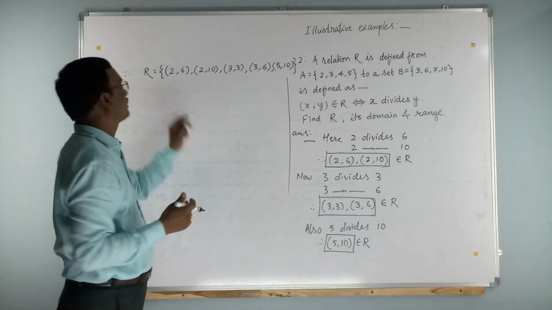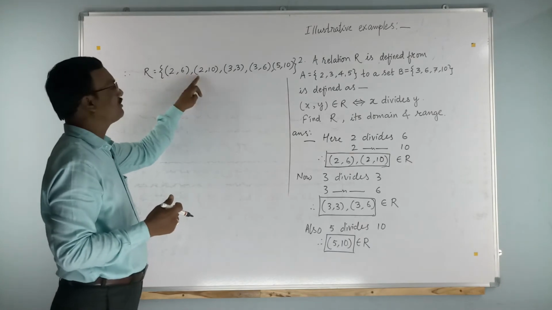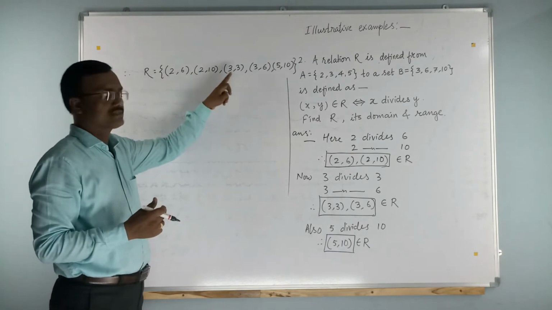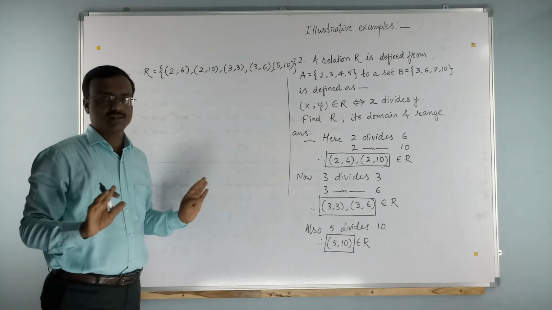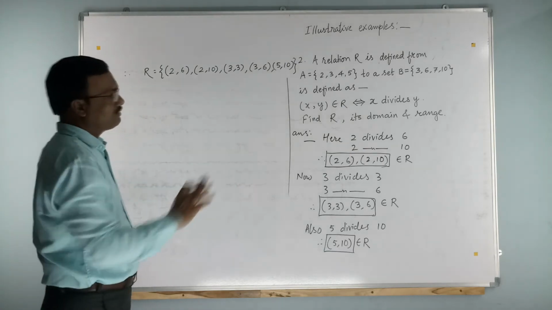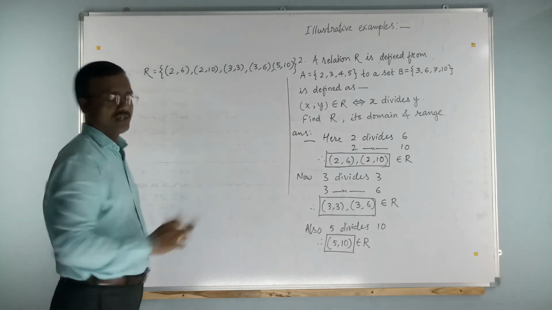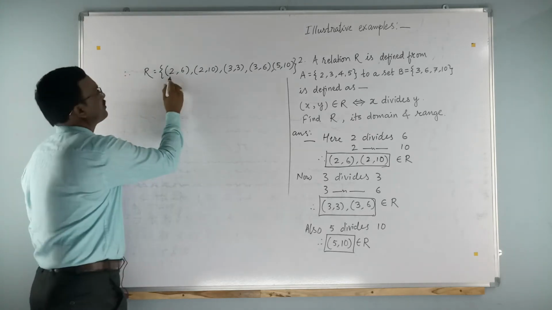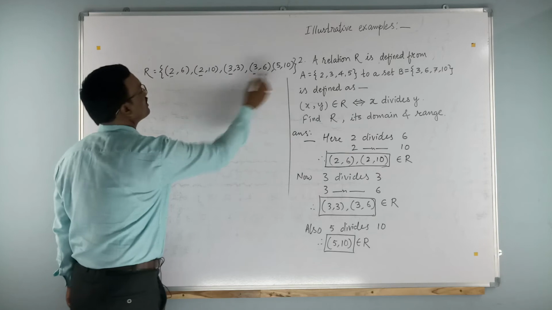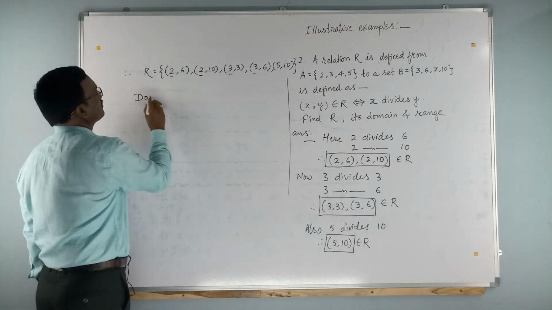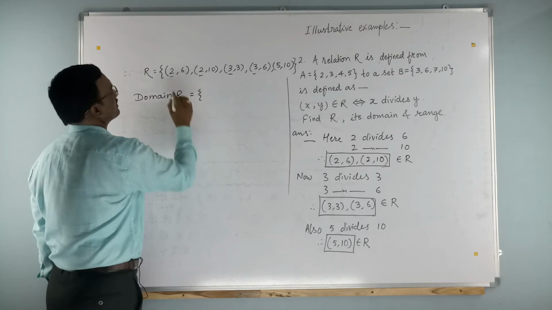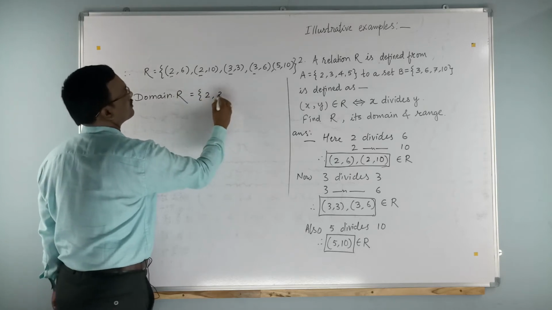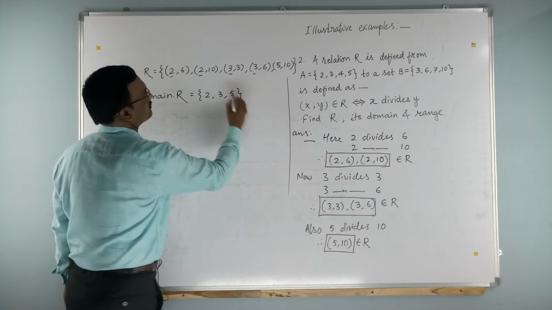You can cross check. 2 divides 6, okay. 2 divides 10, okay. 3 divides 3, okay. 3 divides 6, 5 divides 10, okay. So all are correctly paired. Now we have to find out the domain and range. So domain means collection of first elements. So domain of R is the set of all first components: 2, 3, 5.